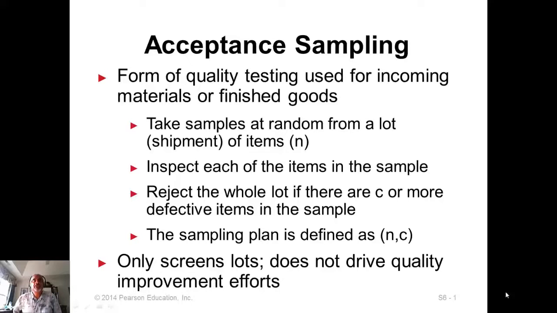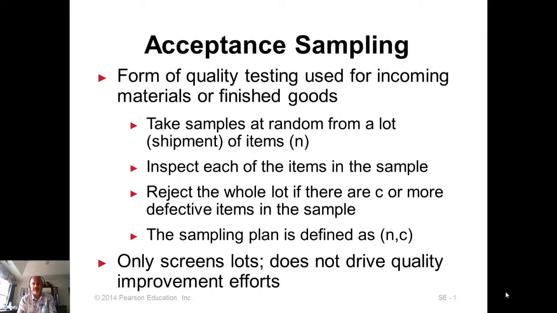Next topic is called acceptance sampling. Acceptance sampling is a screening activity. It does not add quality to an existing product. Acceptance sampling is about taking a sample from a lot of parts, testing only the sample, and making a decision about the lot itself.